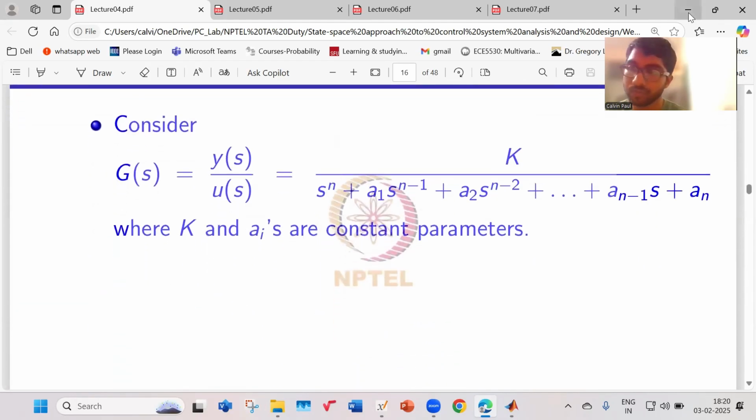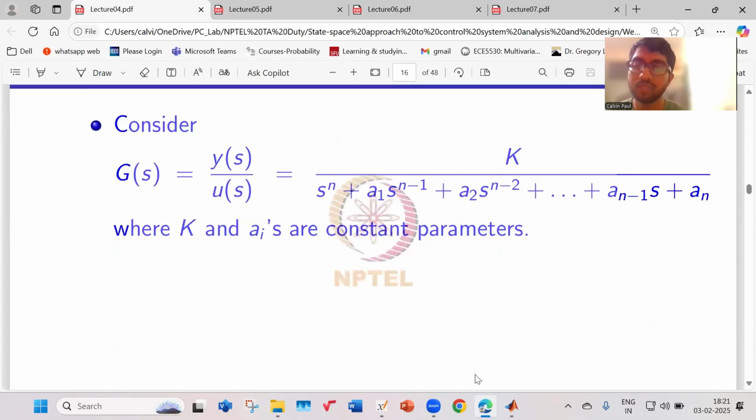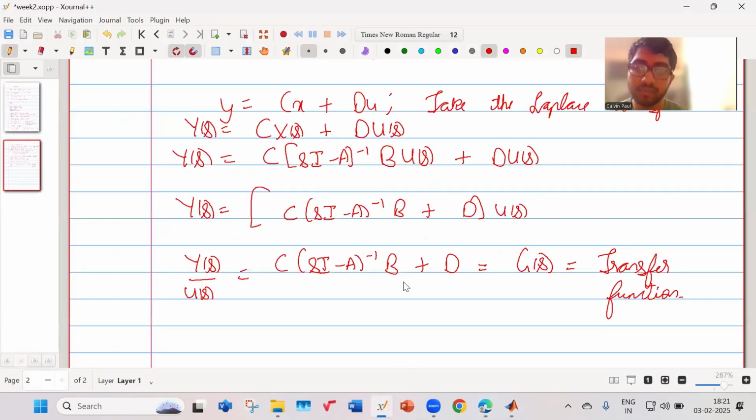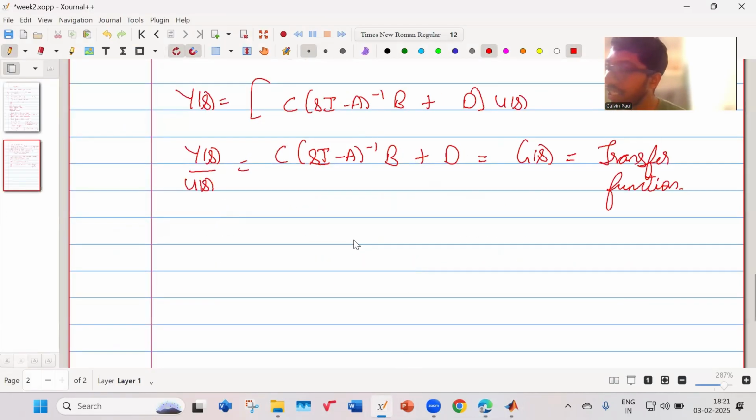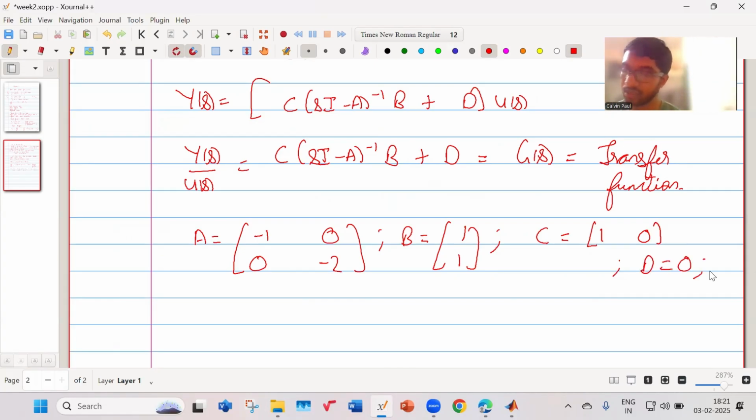All right, so I will just show a simple example. Let us consider some system, some A, B, C and D. Let us consider A to be minus 1, 0, 0, minus 2. B is equal to 1, 1, and C equal to 1, 0, and D is equal to 0. So we need the transfer function of this.